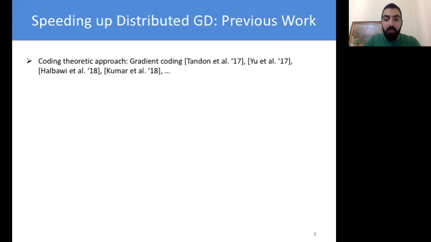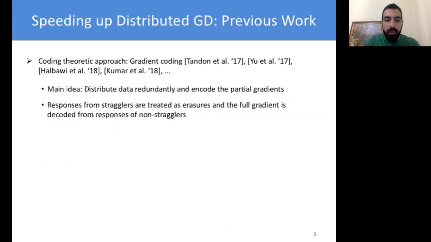Several works in the literature propose techniques to alleviate the problem of stragglers in distributed gradient descent. A line of work which was started by Tandon et al. in 2017 proposed using coding theoretic techniques to provide resilience against stragglers. This approach was called gradient coding. The high-level idea is to distribute the data redundantly among workers, and the workers send an encoded version of the partial gradients. Responses from stragglers are then treated as erasures, and the full gradient is decoded by the master from the responses of non-stragglers.